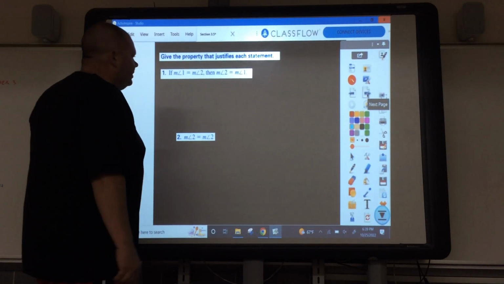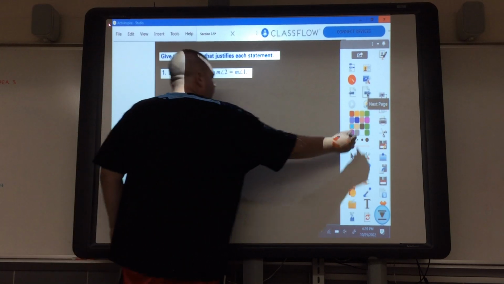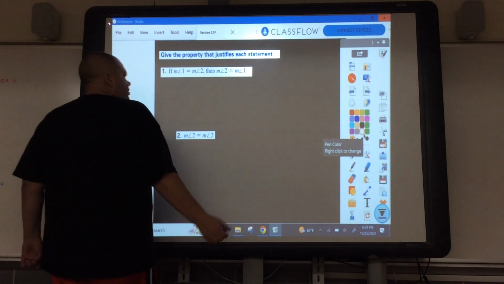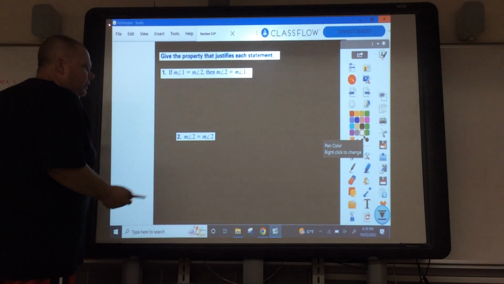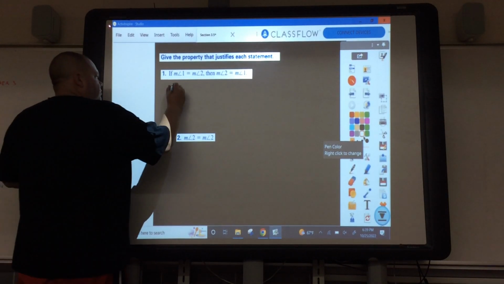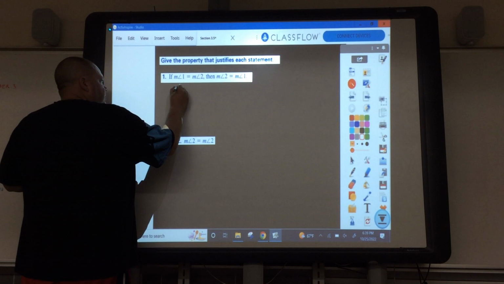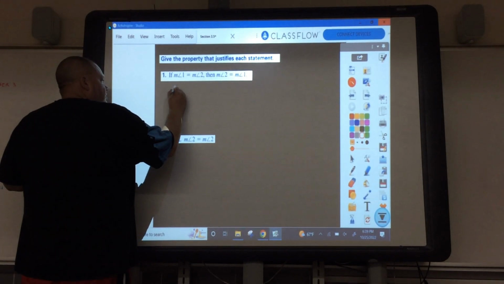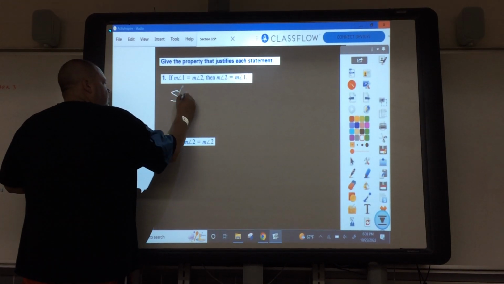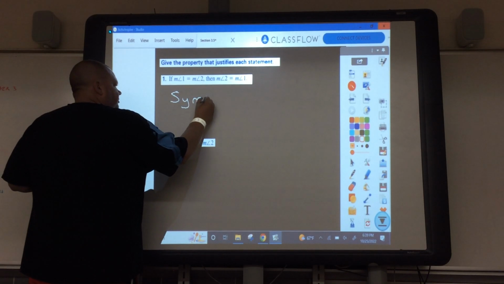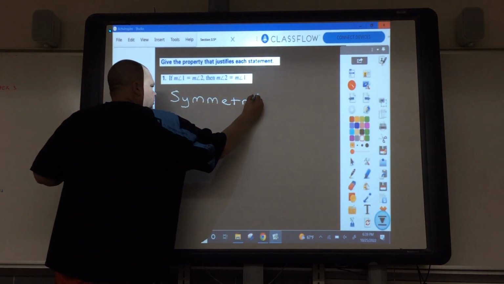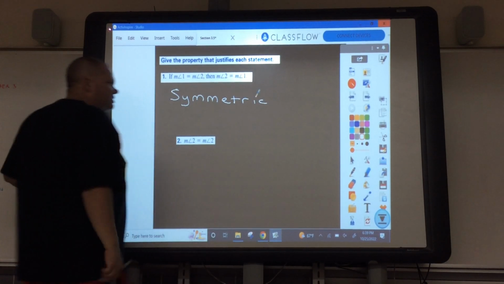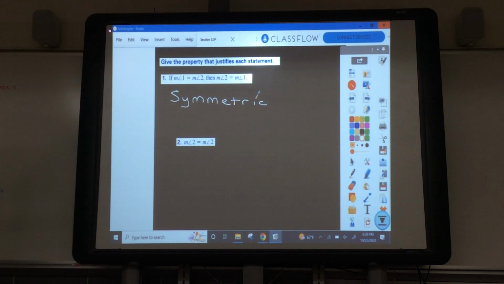Name the property that justifies each statement. If the measure of angle 1 equals the measure of angle 2, then the measure of angle 2 equals the measure of angle 1. How many things are being compared? There are two things that are compared. So that is which property? Symmetric. It's like a symmetry line. You're just flipping it around.